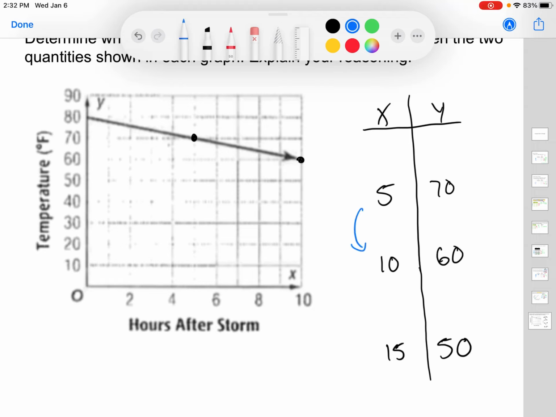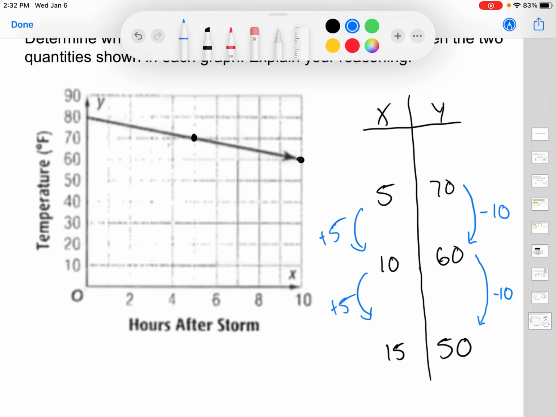So we'd follow the same steps. We'd say, okay, from 5 to 10, it's +5. From 10 to 15, it's +5. From 70 to 60, it's -10. And then from 60 to 50, it's -10 as well. So, is that correct? Yeah, that's correct.